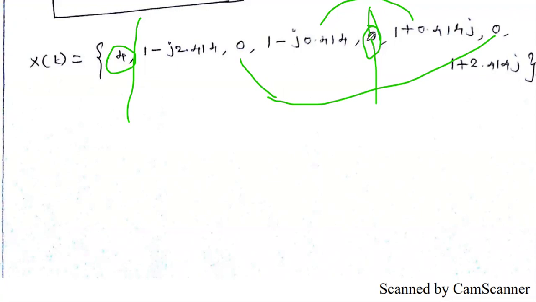And similarly, you see the third sample from the center. What is the third sample from the center? 1 minus j 2.414. So what is the complex conjugate of 1 minus j 2.414? 1 plus j 2.414. You see the last answer is 1 plus j 2.414. These two things are complex conjugates. So this is the way to verify whether our answer is correct or not.